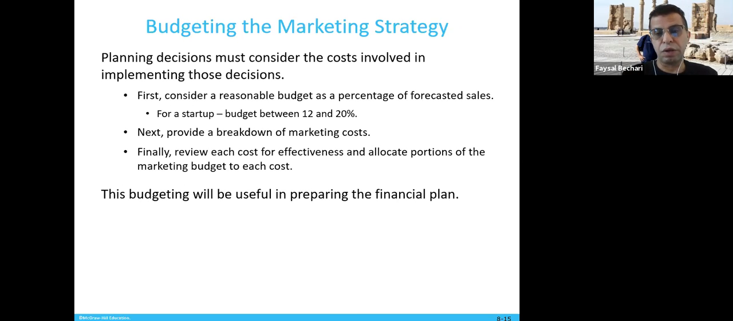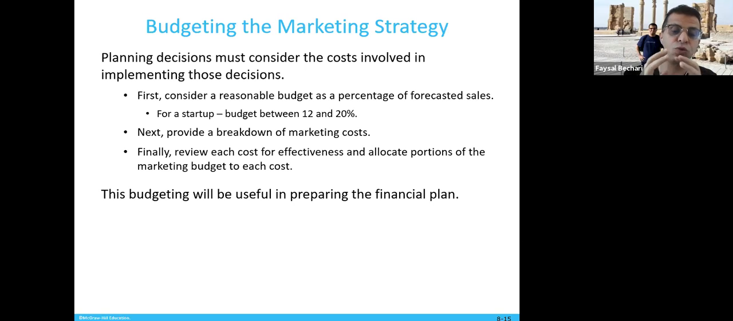Budgeting the marketing strategy. You have to establish the budget because it's one of the biggest budgets that you need to consider, especially in the beginning. First, consider a reasonable budget as a percentage of forecasted sales. We average 12, or 15 to 20% for a startup. Next, provide a breakdown of marketing costs. Once you say, I'm going to consume 20% of my sales, it's going to go to marketing, which, keep in mind, is part of the cost.